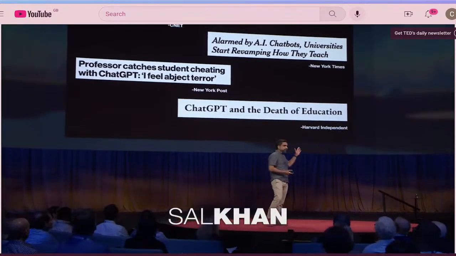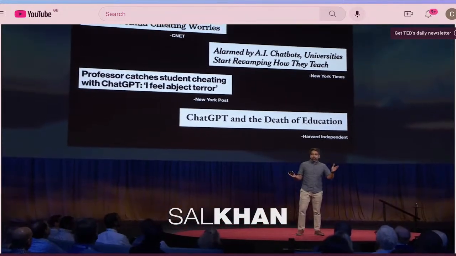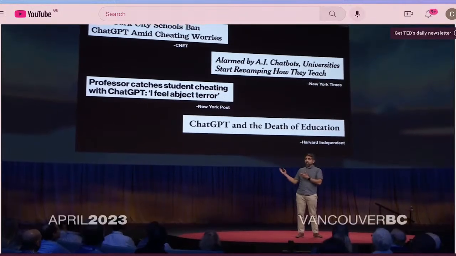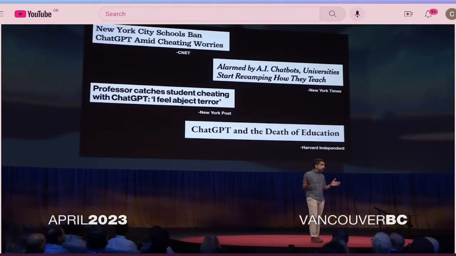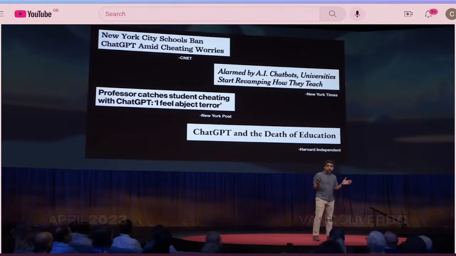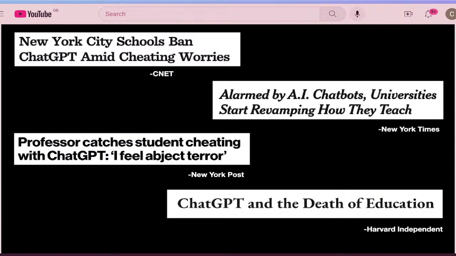So anyone who's been paying attention for the last few months has been seeing headlines like this, especially in education. The thesis has been students are going to be using ChatGPT and other forms of AI to cheat, do their assignments, they're not going to learn, and it's going to completely undermine education as we know it.